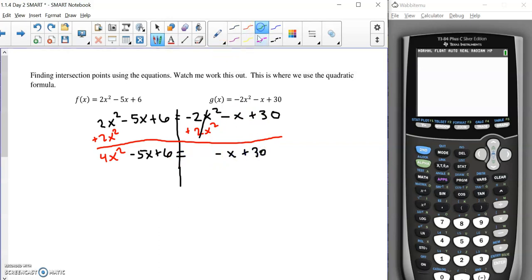All right, next we're going to move the x, so we got to add it to both sides. That's going to combine with the other x term. So now we have 4x squared, negative 5x plus 1x is negative 4x plus 6 equals, these go away, 30.